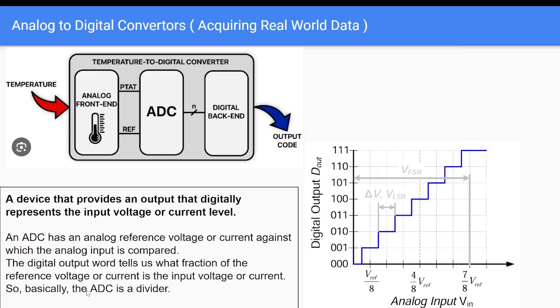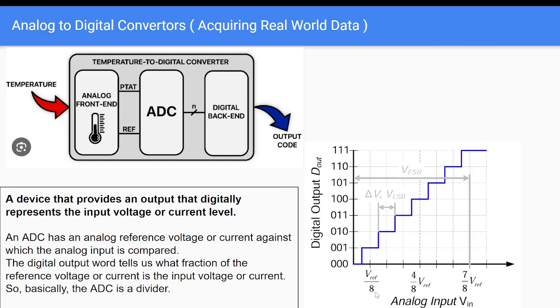So basically, the ADC is a divider. We will look into how these statements work and what they mean. But simply, an analog to digital converter is basically a divider. Depending on the voltage levels, the respective division happens, to get the respective digital output code at the output.